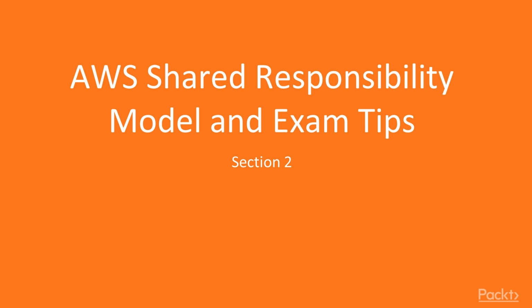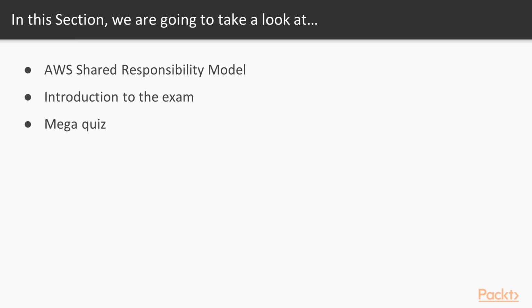Welcome to Section 2, AWS Shared Responsibility Model and Exam Tips. In this section, we will get an overview of the AWS Shared Responsibility Model, that is, the responsibilities we as users have, as well as the responsibilities that AWS have. We will get a quick overview of the exam, as well as a mega quiz by reviewing the key concepts and validating the knowledge gained in the previous courses and sections.